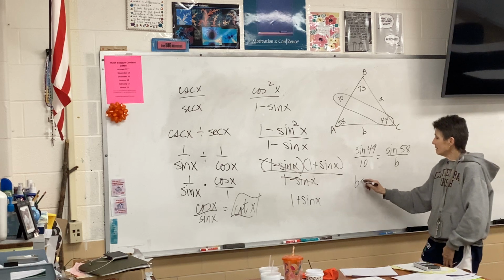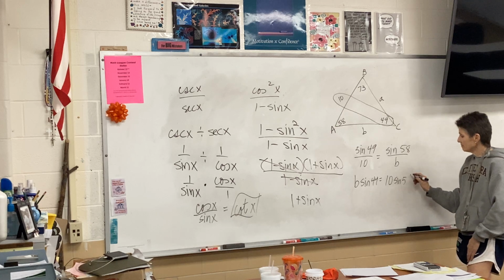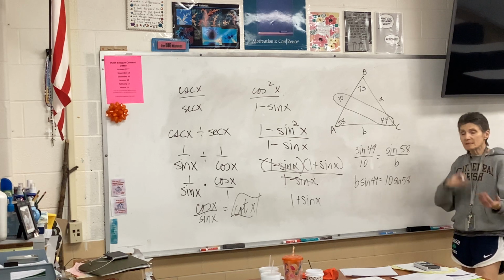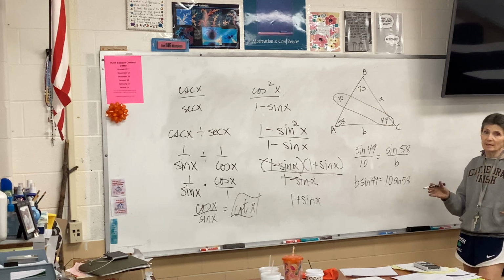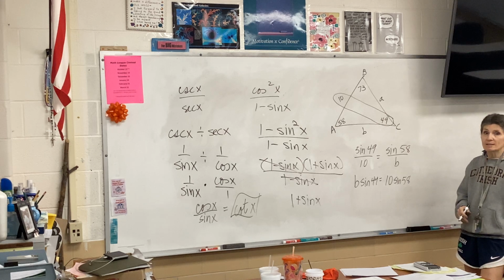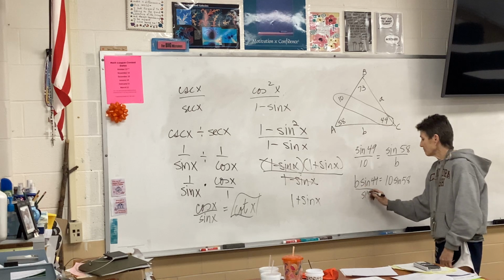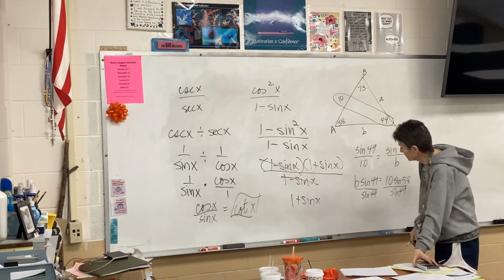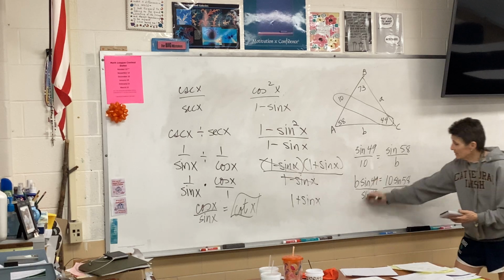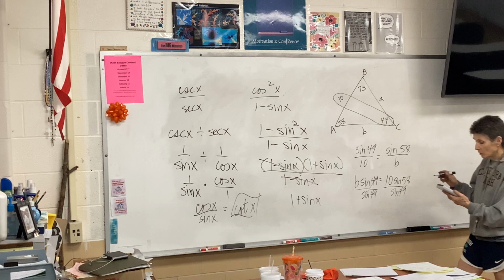So b sine 49 equals 10 sine 58. We've done so many of these, some of you are starting to skip steps, which is fine. Just do it carefully. On the test, I would suggest that you do every single step so that you don't do anything careless. Then I'm going to divide by sine 49. I'm going to type that in on my calculator, and that is going to be the answer. So b equals 10 sine 58 divided by sine 49, which is 11.24.